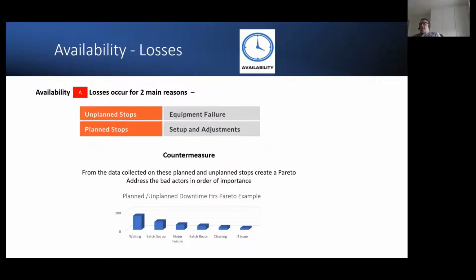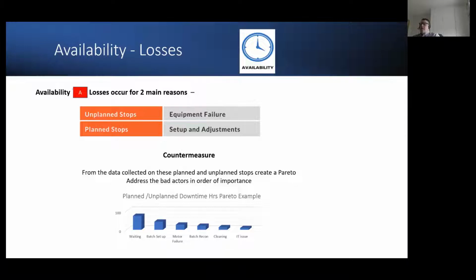Availability losses. There are 2 main reasons from the big 6 losses that occur here, and it's unplanned stops and planned stops. Planned stops can be setups, adjustments, bringing material in to start the batch, etc. Unplanned stops are where we have actual equipment failures or blockages, etc. So how do you countermeasure that? From the data that you collect on the ground for your unplanned and planned stops, Pareto those, find out which the big ones are, and use the tools to actually address those. And that will start to alleviate the losses you're finding for unplanned stops and planned stops. That's how you would actually tackle that.